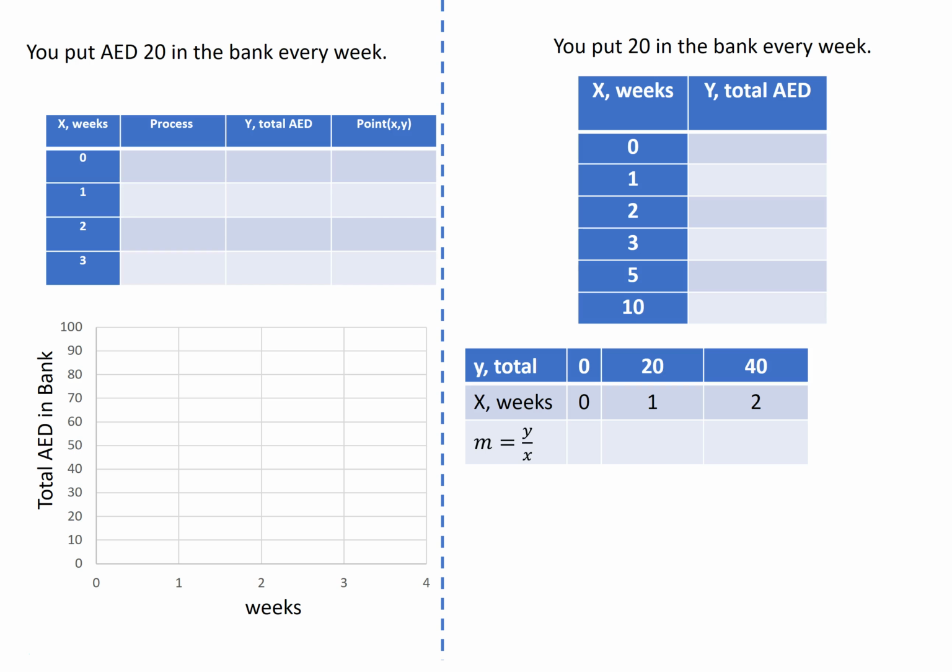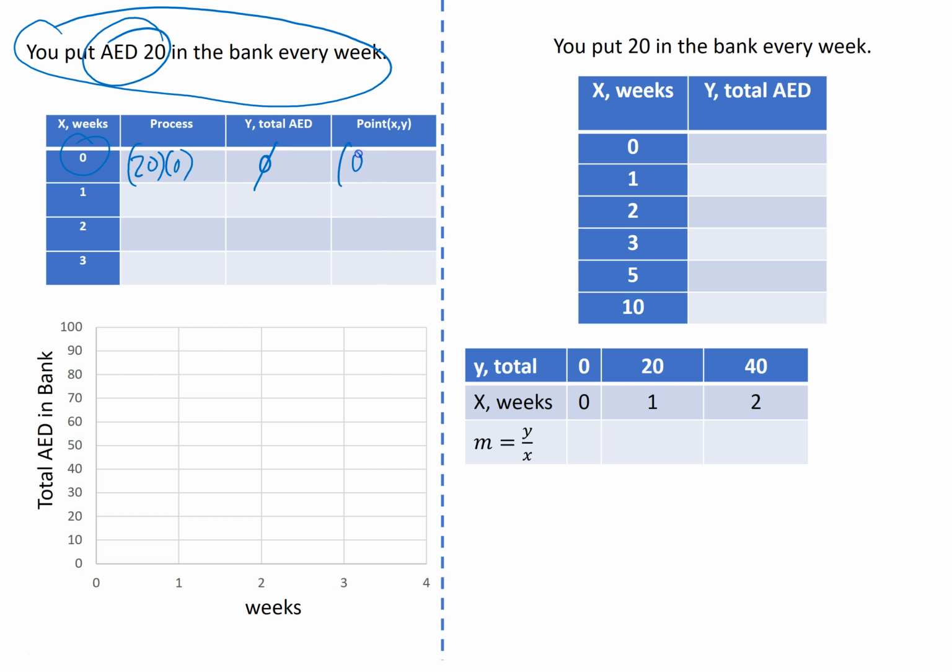Let's get started. So we're going to have a very simple example. You put 20 AED or 20 dirham in the bank every week. So what's the process? 0 weeks. What is $20 or 20 dirham times 0, which gives you 0 money in the bank. So you start off at 0, 0.